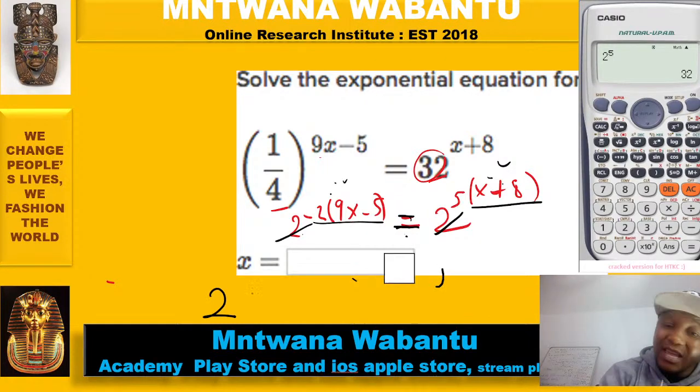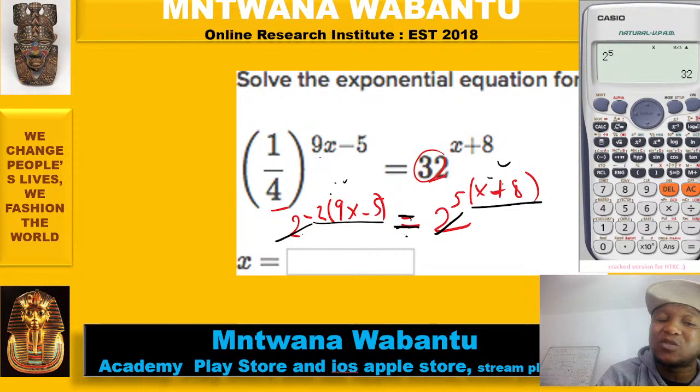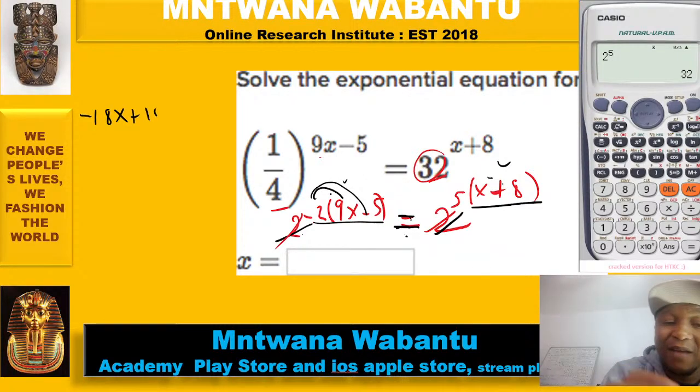There's an equal sign. If it's an equal sign, you cancel the base. That's why I have to make the bases the same. This and this cancel. So I'm going to leave you there. Negative 2 times 9x equals negative 18. Negative 2 times negative 5 equals positive 10.